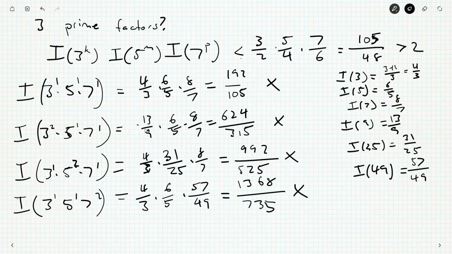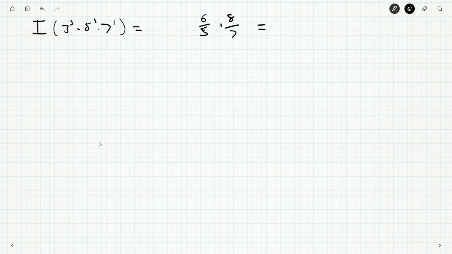So it looks like the best thing for us would be to use 3 cubed. So we'll try it with 3 cubed, but maybe we'll have to go with 2 squares. So this will be 6 over 5, 8 over 7, and then we need a 27 plus 9 plus 3 plus 1, all over 27, so 40 over 27.